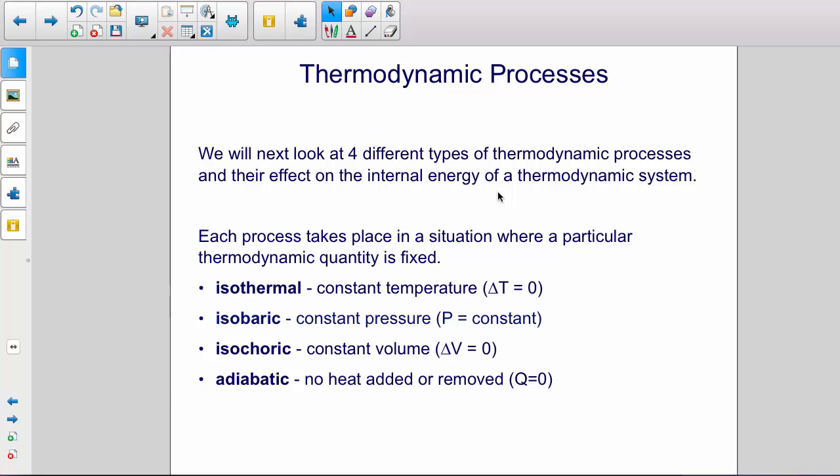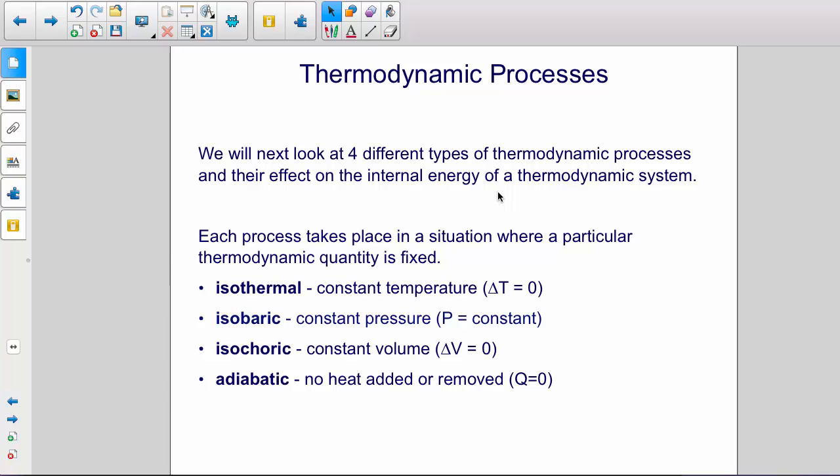Each process takes place in a situation where a particular thermodynamic quantity is fixed. First, we have isothermal, meaning constant temperature. That is, the change in temperature is 0, or T is a constant. Isobaric means constant pressure. Iso comes from the Greek equal, and baric relates to weight or pressure. So equal weight or pressure.